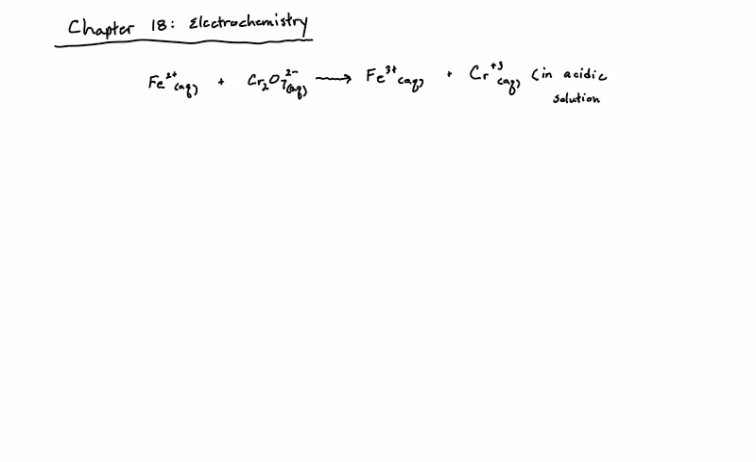Okay, the way that we balance these depends on whether or not they're in an acidic solution or a basic solution. We're just going to look at the acidic solution first. Okay, now the way that we tackle this is very much like what we did with the previous cases, where we break it up into two half reactions. Okay, so we have our reaction for iron, which is going from iron 2 plus to iron 3 plus.